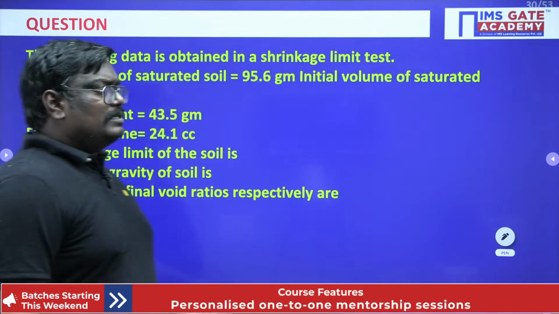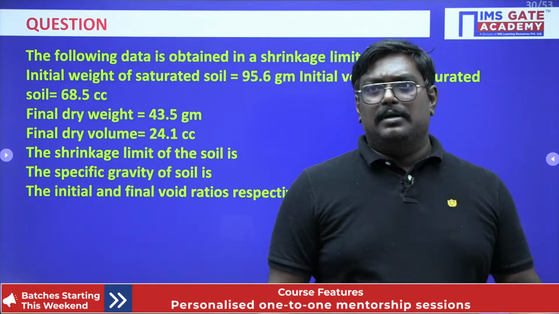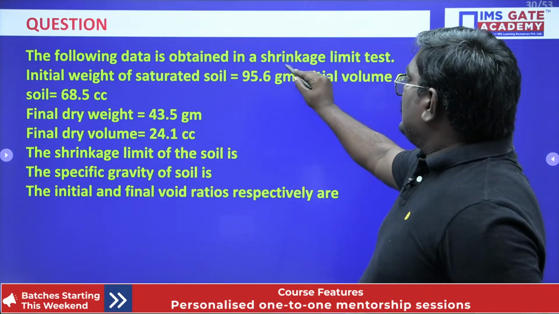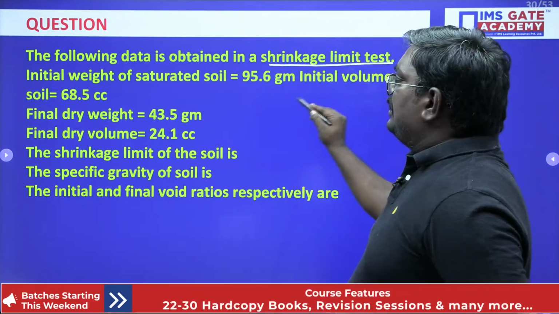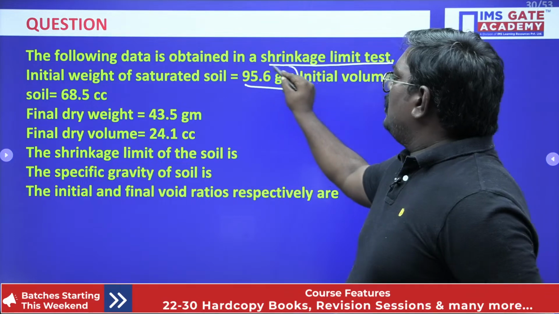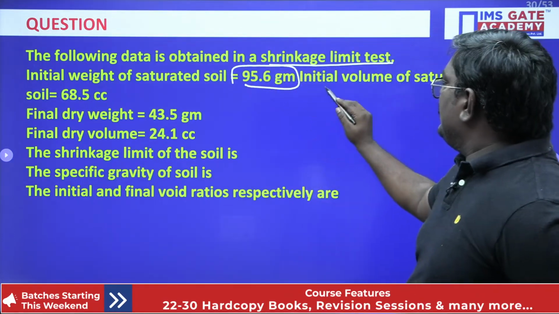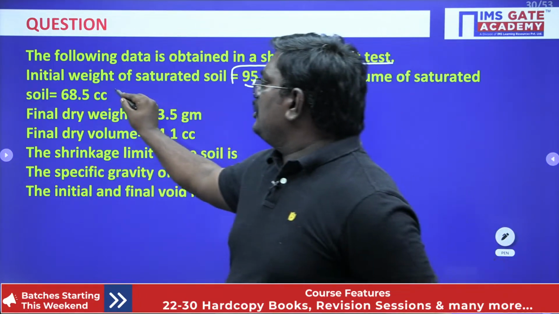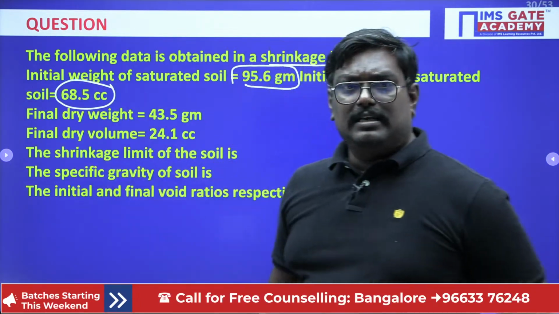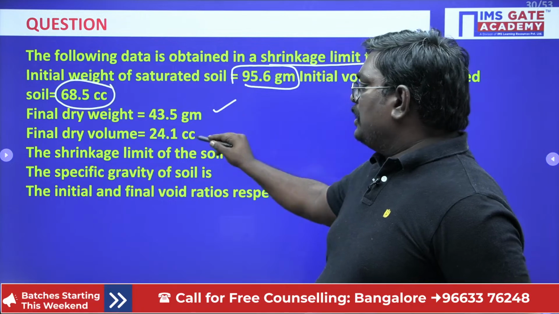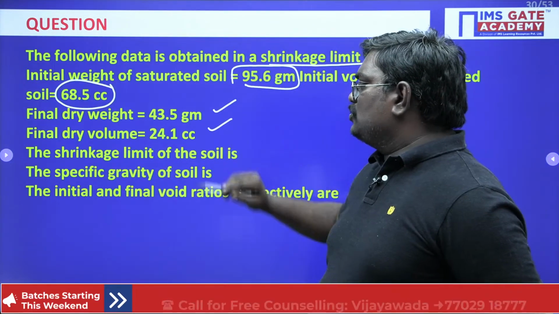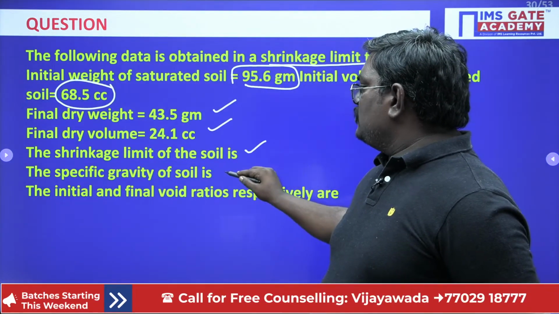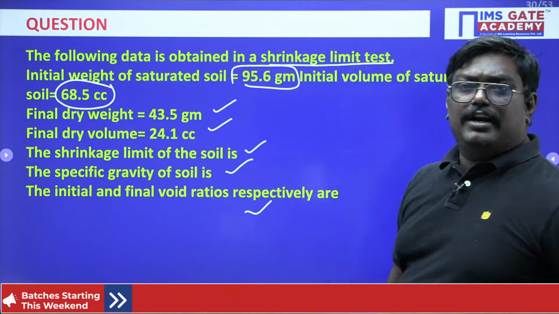Now, see students, there is another beautiful problem. The following data was obtained in a shrinkage limit test. The initial weight of the saturated soil is 95.6 grams and the initial volume of the saturated soil is 68.5 cc. The final dry weight is 43.55, and the final dry volume is 24. What is the shrinkage limit, specific gravity, and initial and final void ratios?